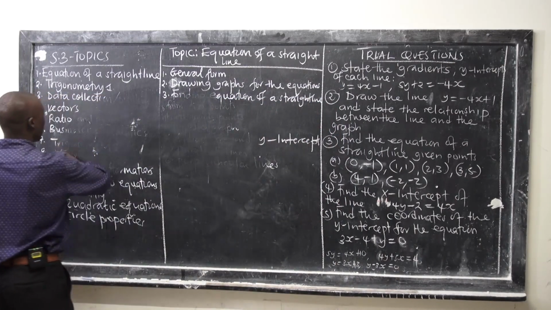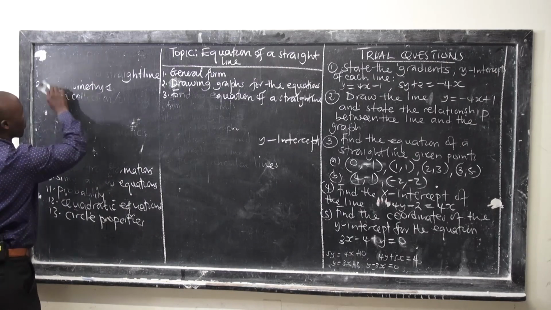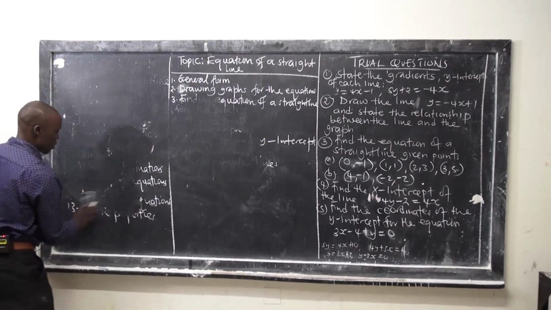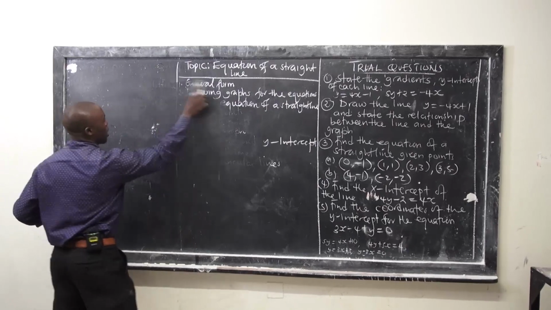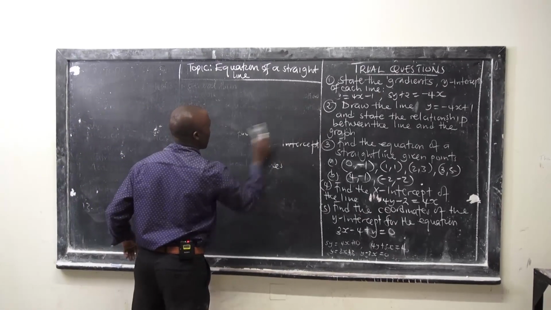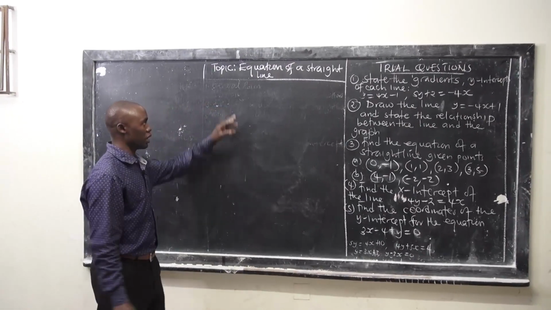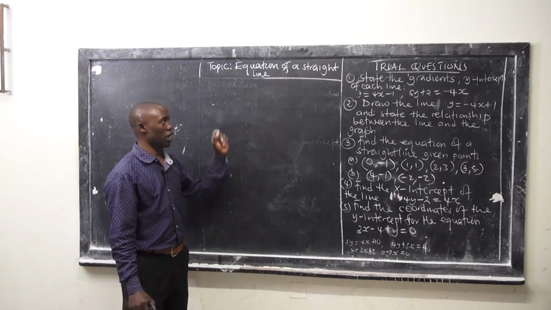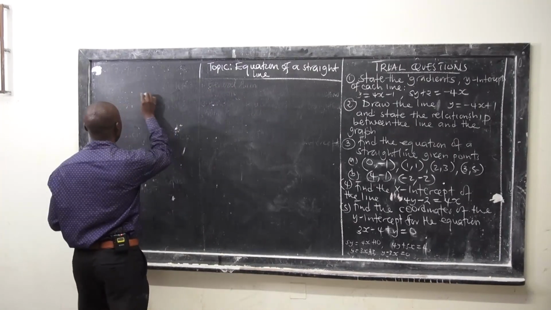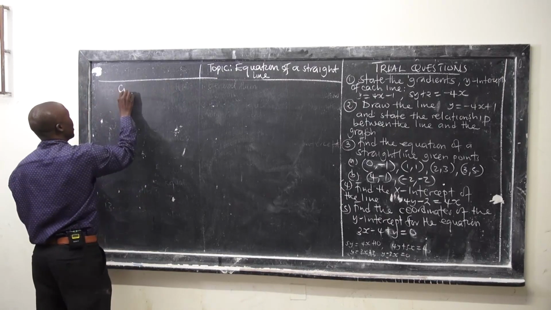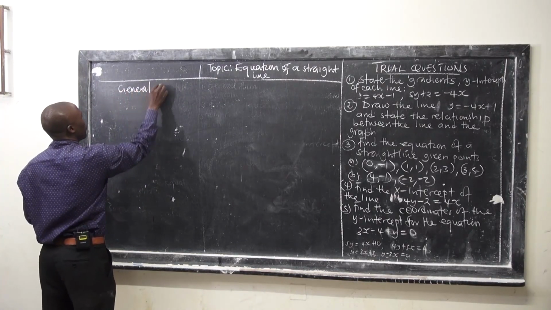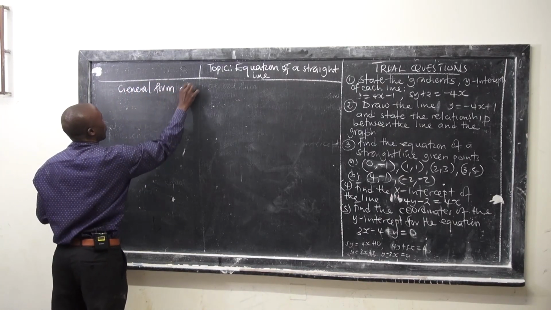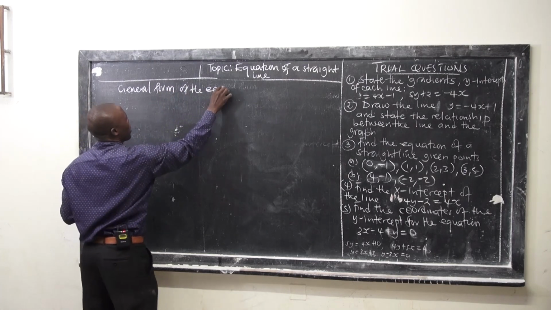Let me create space for myself here. Our topic here, we are discussing equation of a straight line. Now subtopic 1 is the general form of the equation. The general form of the equation of a straight line.